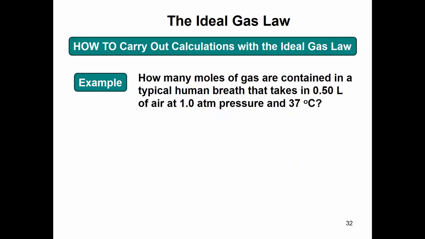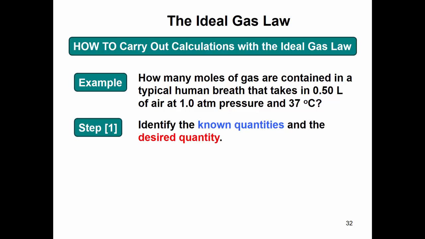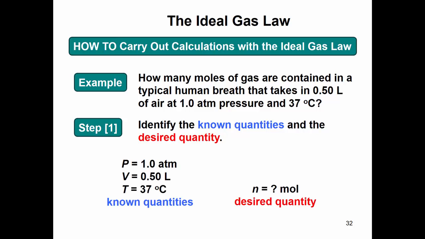How many moles of gas are contained in a typical human breath that takes 0.50 liters of air at 1 atm and 37 degrees Celsius? We identify our knowns and then figure out what we're looking for. We're looking for moles. At this point we haven't really been solving for moles up until Avogadro's law. Pressure is 1, volume is 0.5, temperature is 37. We know we're going to have to convert that. So 37 plus 273 is 310. And we're looking for moles.